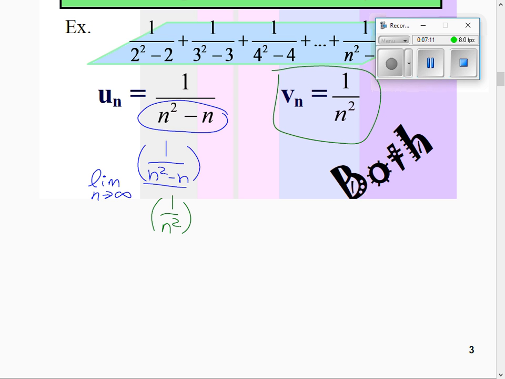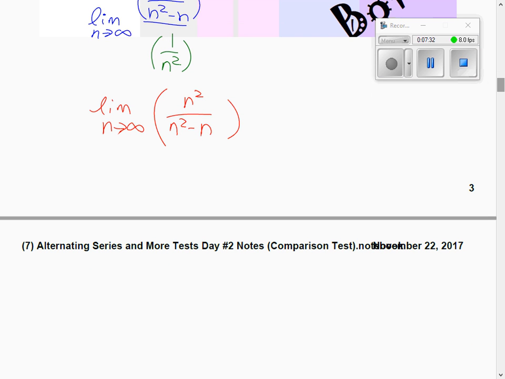Multiply by the reciprocal, right? Okay, so if I multiply by the reciprocal, I'll get n squared over n squared minus n. Okay, which if I take the limit as that goes to infinity, what will I get? 1. Okay.